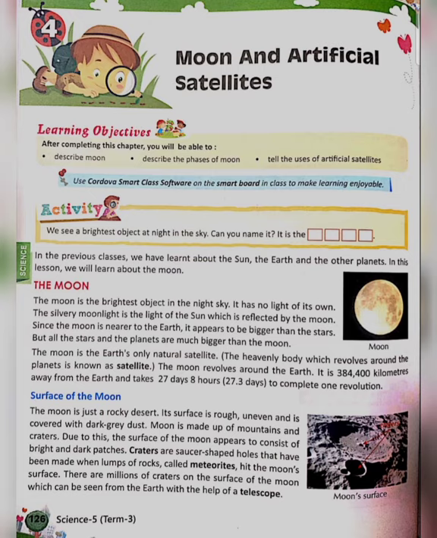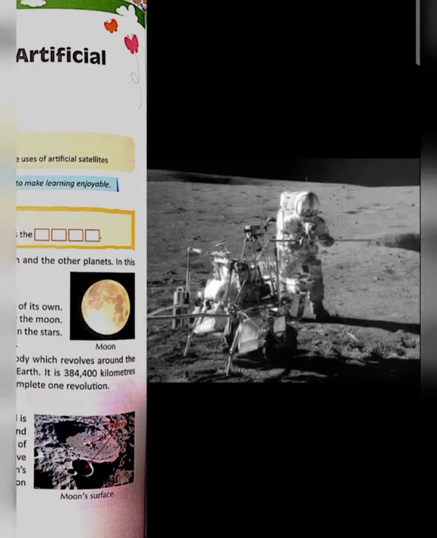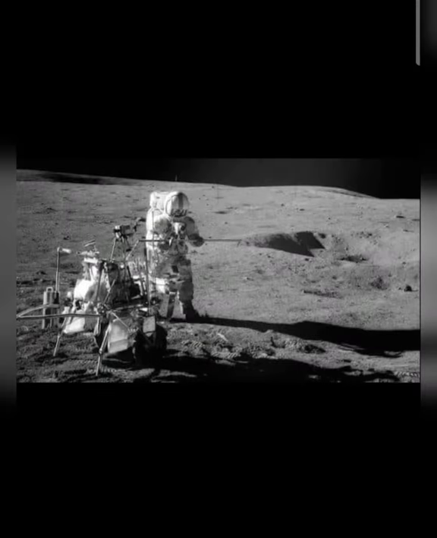Now we are going to talk about the surface of moon. How does the moon look like? Although when we see moon from the earth, it looks very shiny and very bright, actually the surface of the moon is not very even. You can see in these images which I have found on the site of NASA. These are some of the astronauts during their exploration on the moon. These pictures have been captured.